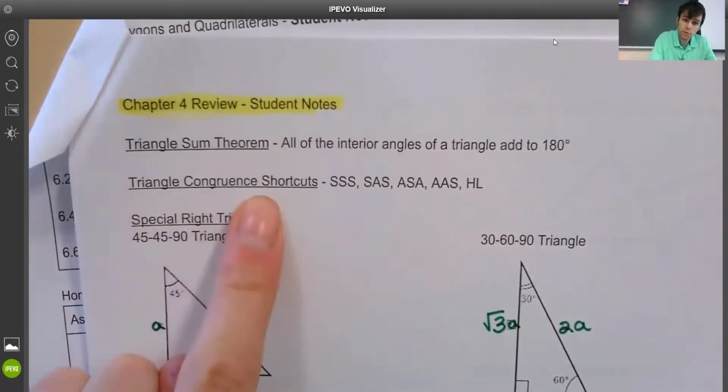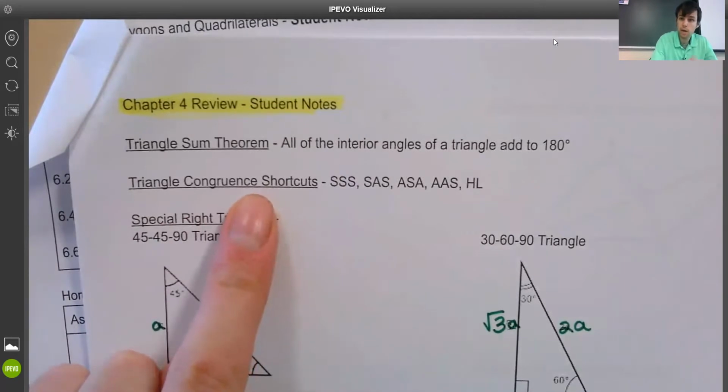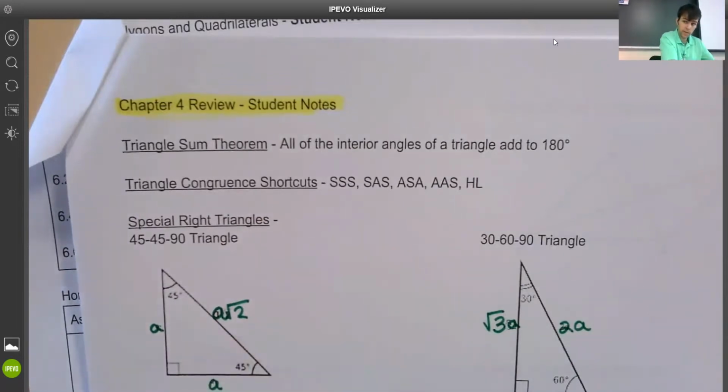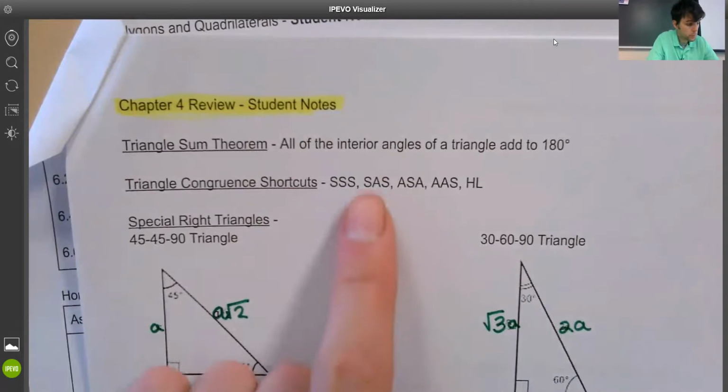Understanding the triangle congruence shortcuts. So how can we show that two triangles are congruent with limited information? Quick reminder of what those 5 shortcuts are. We have side, side, side. That means that 3 sides of one triangle are congruent to the corresponding sides of another triangle. And that gives us side, side, side congruence.